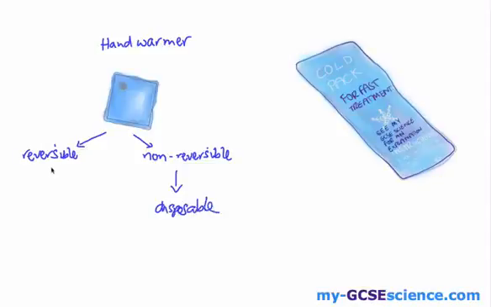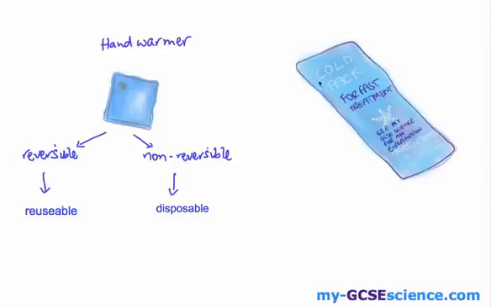On the other side of things, you could have a reversible reaction, so there are various chemicals you could add in there that could create a reversible reaction, and that means this would be reusable. And you should be able to compare these two types of hand warmer and give advantages and disadvantages of both of those. So disposable ones generally tend to stay warm for longer, whereas the reversible ones tend to be reusable, but they don't stay warm for as long, and therefore that is a slight disadvantage there.